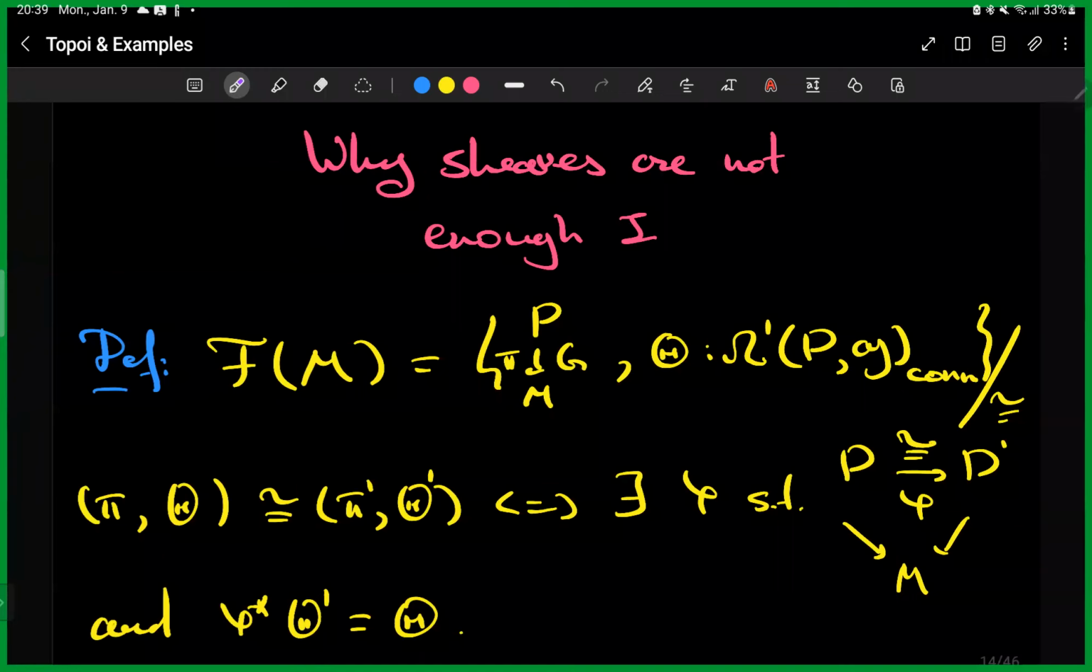So we define a pre-sheaf on the category of manifolds, which gives the following. If we take a manifold M, then it gives us all principal bundles with structure group G over M and connection theta up to an isomorphism. And what is an isomorphism of principal bundles with connection? Well, it's quite natural. We just take something which is an isomorphism over M, so it covers the identity map on M. And if we take the form, the connection on P prime, it should pull back to the connection on P.